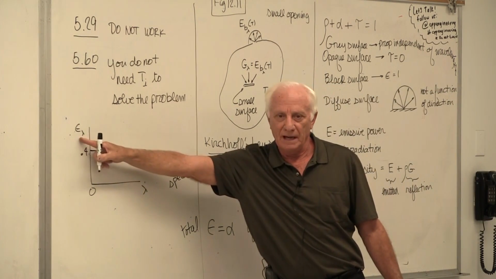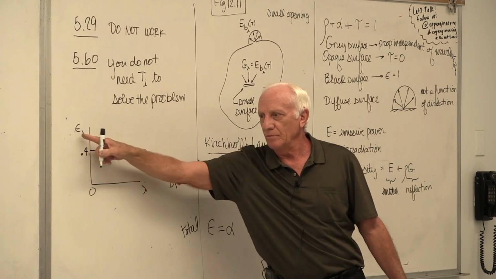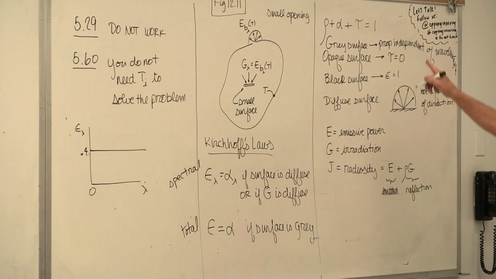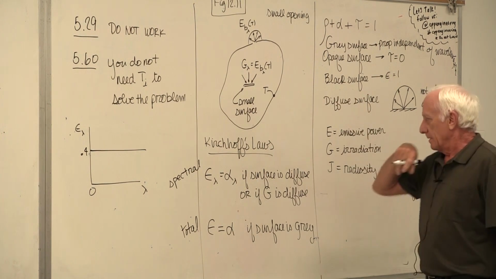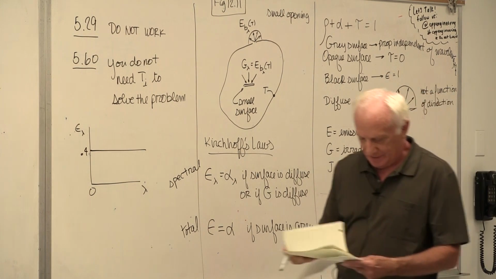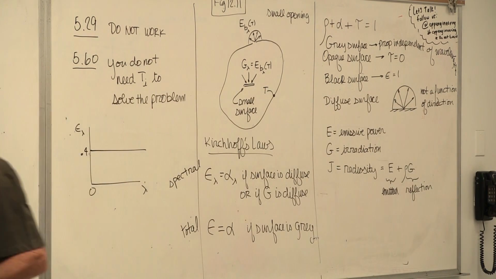It might be alpha lambda, looks like this. It might be rho lambda, looks like this. Properties epsilon, rho, alpha, tau independent of wavelength. Okay, so Kirchhoff's laws. I think that's about all we need.